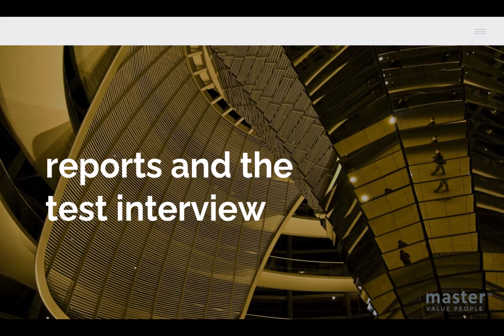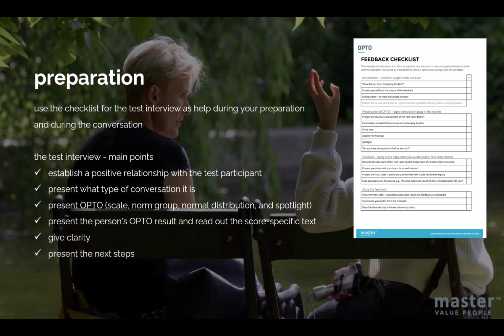Now let's move on and take a closer look at how to conduct test interviews if you choose to do so. We'll also review which reports can be used for this purpose. Looking at how to conduct test interviews using our OPTO reports, there are various approaches to these interviews, and you're free to choose the style that suits you, but we recommend giving the candidate access to their report immediately after completion, which you can set up for automatic release in our system.